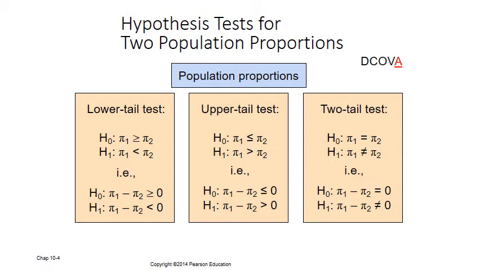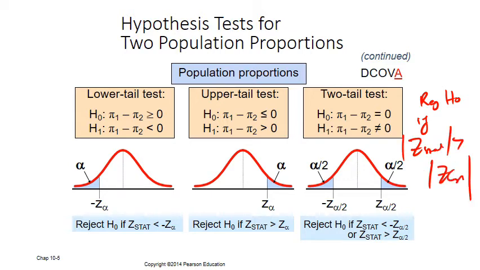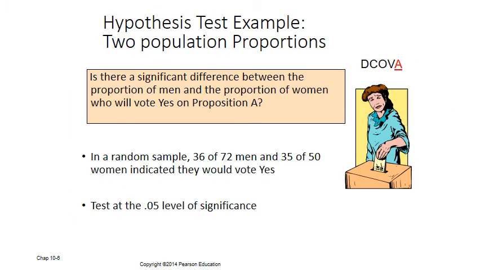Here we are dealing with two proportions, so H naught is pi 1 equals pi 2, and H1 is that they are not equal. Similarly for the right tail, pi 1 greater than pi 2, and for the left tail, pi 1 less than pi 2. For rejection and acceptance, everything is the same as before. As I said, reject H naught if the absolute value of the z statistic is greater than z critical.